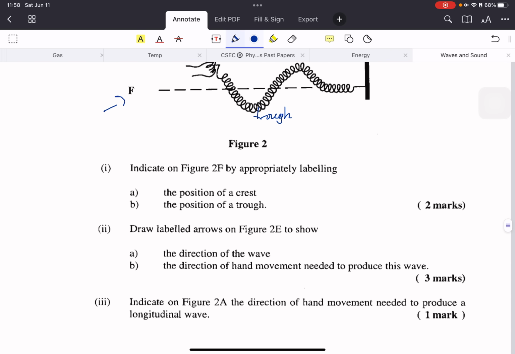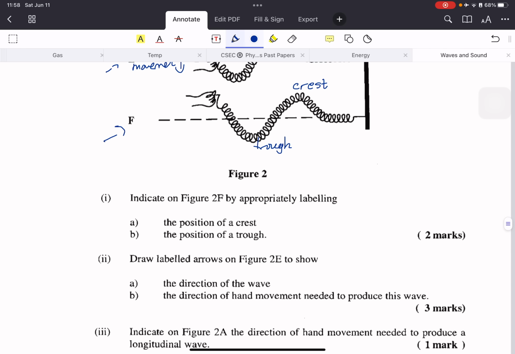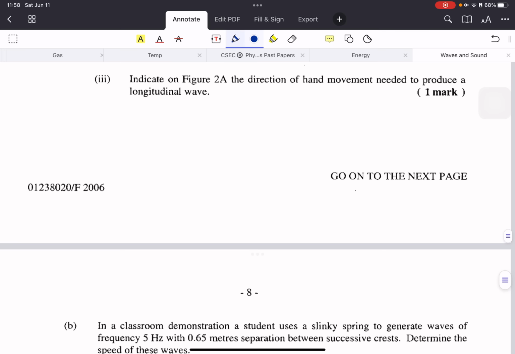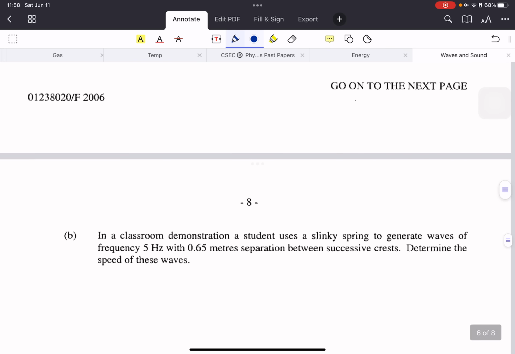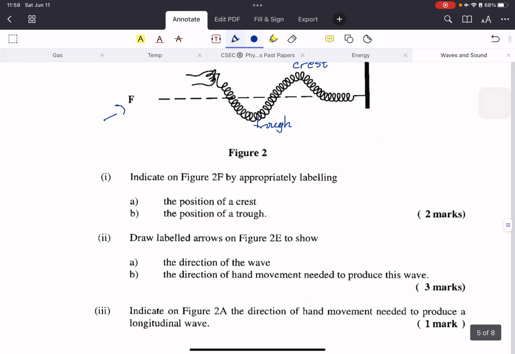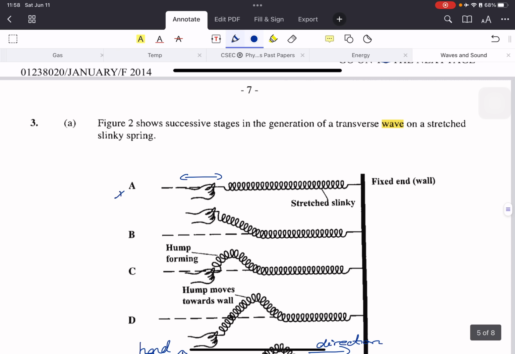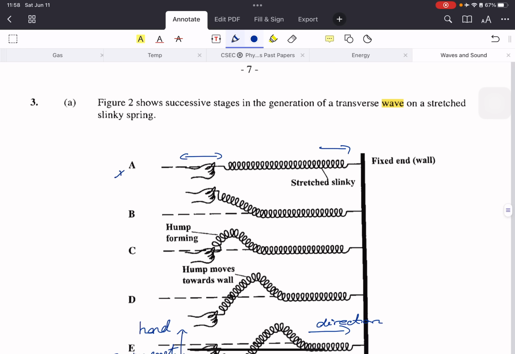Okay, and finally in part 3, indicate on figure 2a the direction of hand movement needed to produce a longitudinal wave. Okay, right. So on figure 2a, remember in a longitudinal wave, the hand movement is in the same direction, or parallel, right? So you could see that I drew my arrow there in the same direction as the direction of the wave. Very simple.